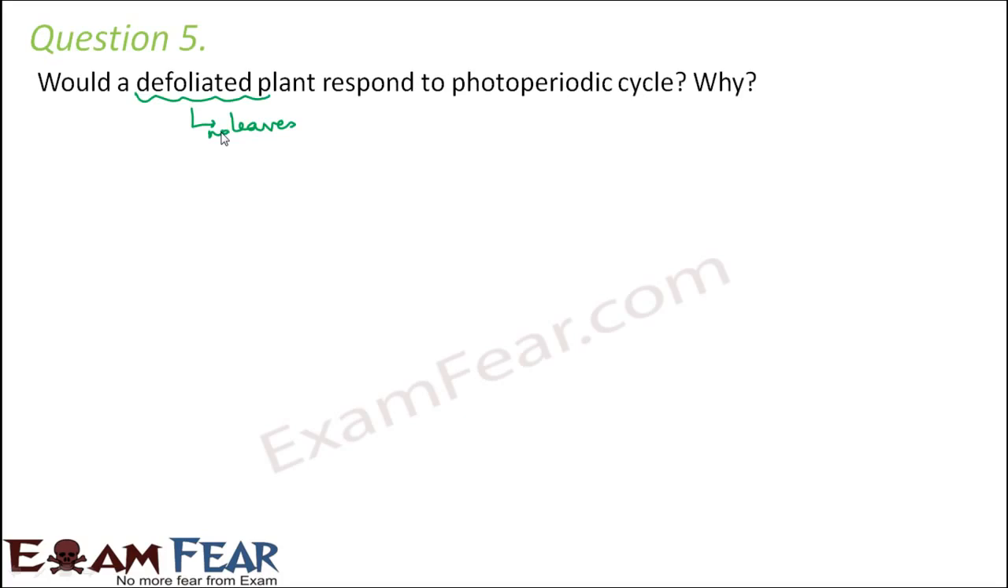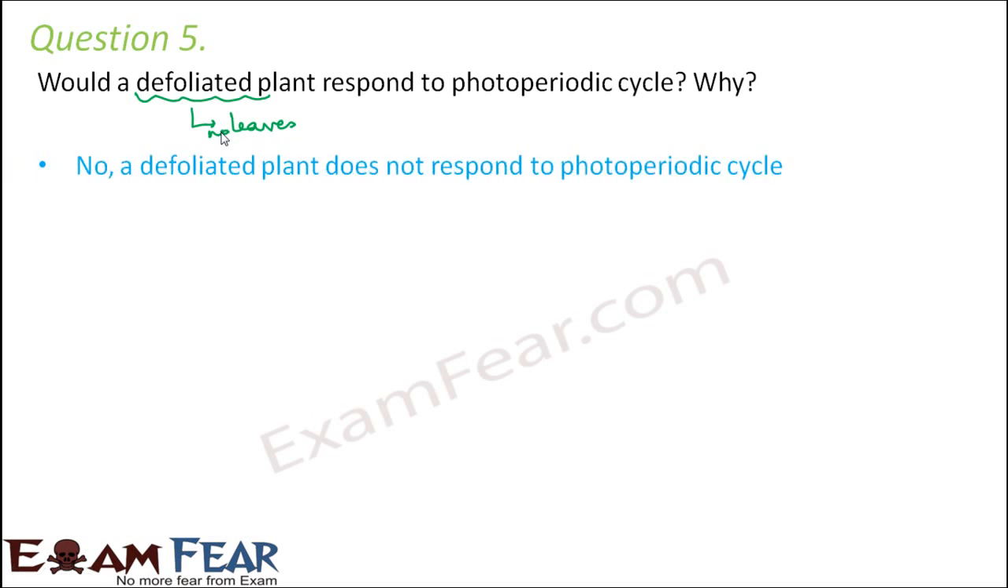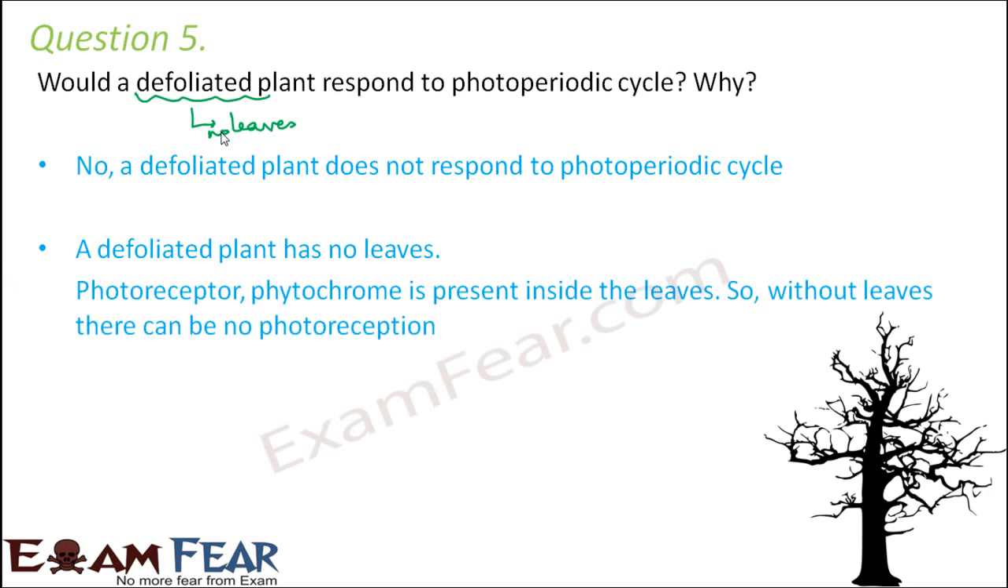The phytochromes. And where are the phytochromes present? They are present in the leaves. So if the leaves are not present, the phytochromes are not there. And if phytochromes are not there, there is nobody to respond to photoperiods. So a defoliated plant will not respond to photoperiodic cycle. The reason being there are no leaves and the photoreceptor called phytochrome is present inside the leaves. So there can be no photoreception without them.